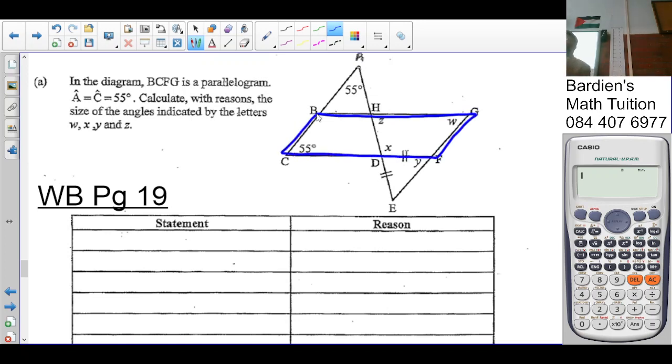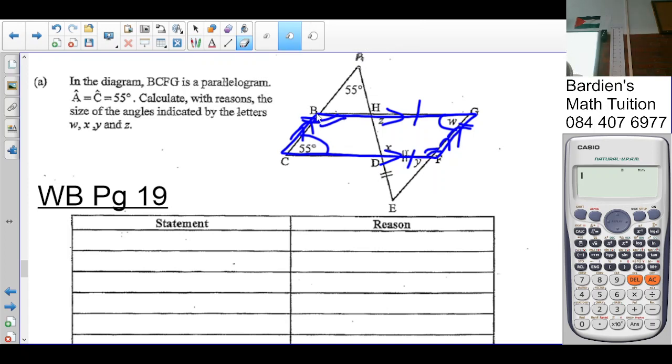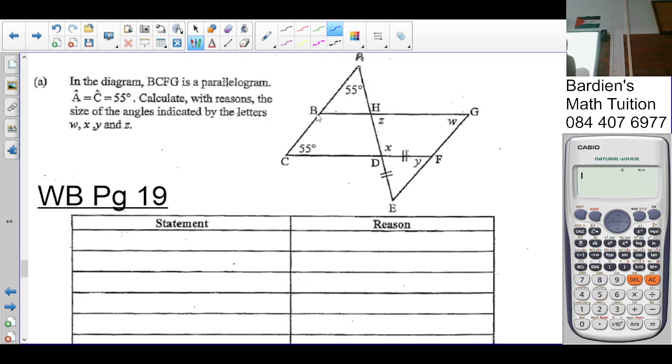So three properties come to mind. What are the properties? Two pairs of opposite sides are parallel. Two pairs of opposite sides are equal. And two pairs of opposite angles are equal. Can you see that? Now if you look at this diagram, that wasn't given. So all of that is evident. If needed, just state the property that is needed.